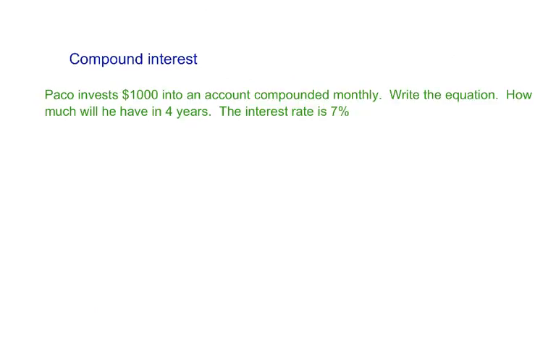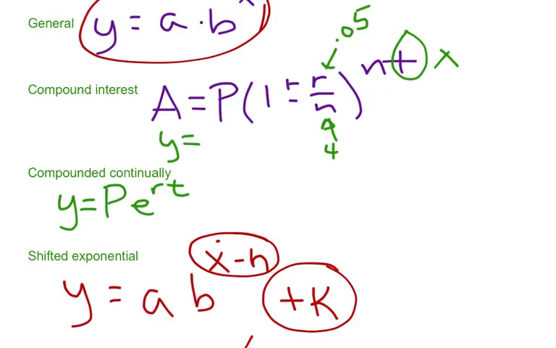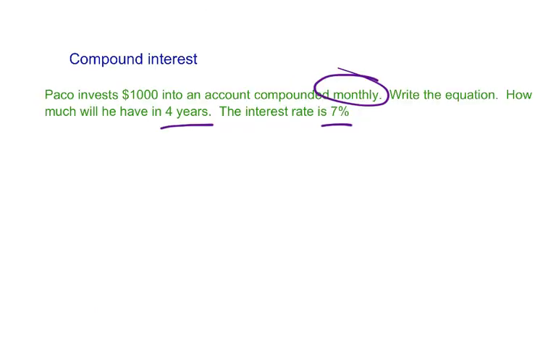All right, here's an example of a compound interest formula that you should be able to do and expect. Compound interest: Paco invests $1,000 into an account compounded monthly. So first off, you need to recognize it's monthly. Write the equation, how much will you have in 4 years, and the interest rate is 7%. So using the compound interest formula, P is the initial amount, this value right here. And then 7% is going to go here, and it's monthly, so that's going to be 12 for the n. So it's $1,000.